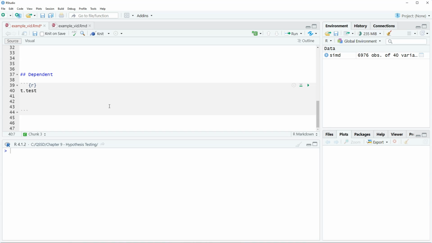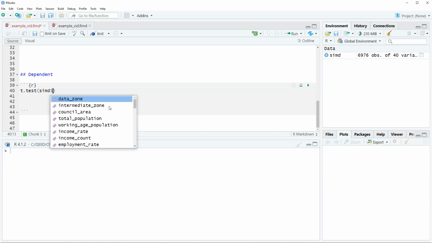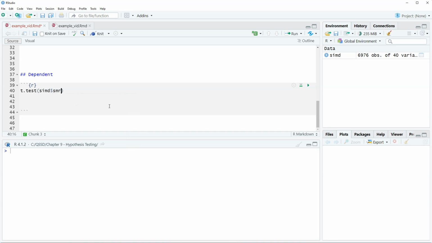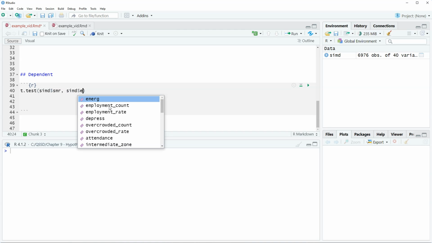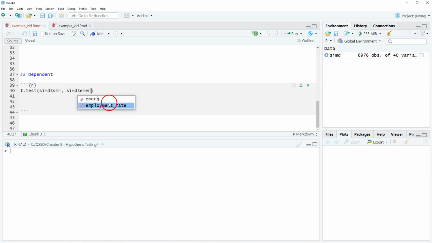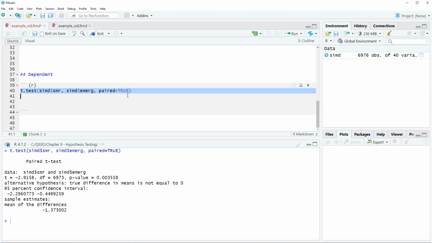Okay, so we have t.test. Again, that's the function. This time, though, we need to specify the data using the data and then $, and then the variable we're using. So SMR is the standardized mortality ratio, and SIMD emerge is the emergency stay. And then we specify that paired equals TRUE, because that's another name of it. These dependent samples are also called paired, so we have paired t-tests. All right. Run that.